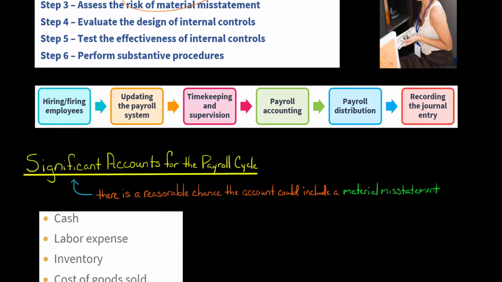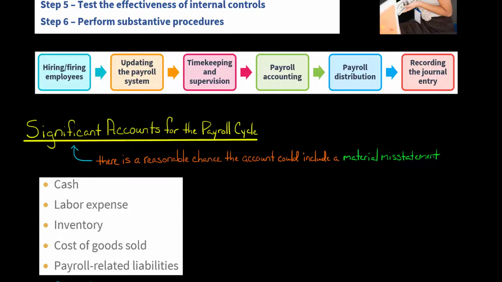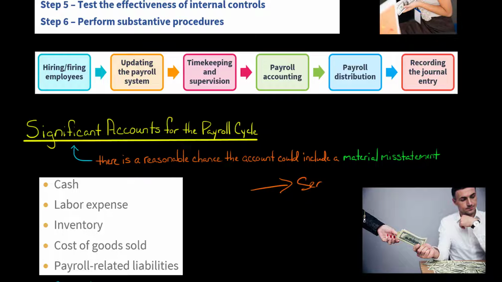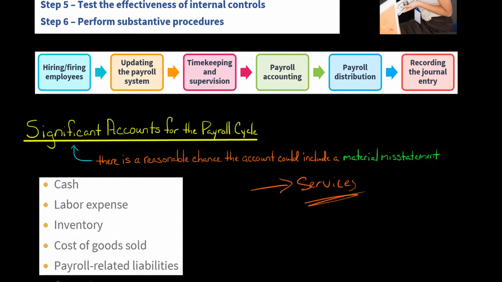What is a significant account? Well, remember, a significant account is an account where there's a reasonable chance there could be a material misstatement. Now, what does payroll have to do with? It has to do with paying employees for services rendered. Okay, some employees do some work, the company owes them money. So what are the accounts that are going to be affected? We've got the cash account.